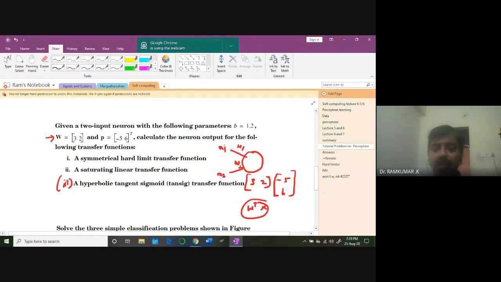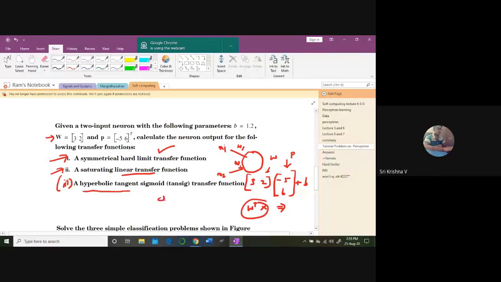This is your weight, and the inner product is what you are doing. This is a pattern. If you do that, plus you can add the bias, you're going to get your result. That will be your output. You have to pass that output through a hard limiting transfer function, then a saturating linear transfer function, and then a hyperbolic tangent sigmoidal transfer function.